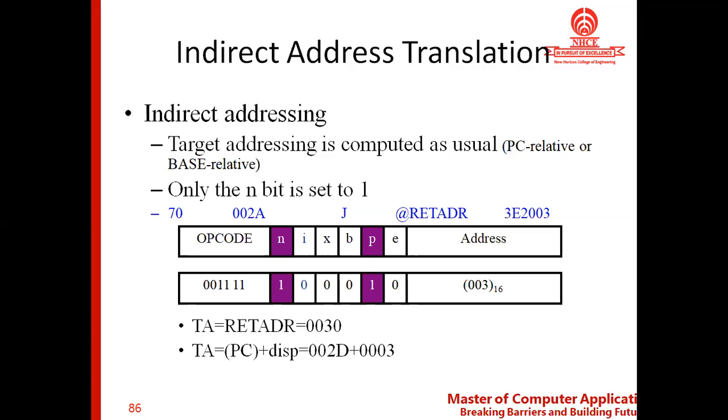In the case of the opcode, the same will be followed: the 4 bits and 2 bits, and n bit will be 1. Since it is indirect addressing, n bit becomes 1, and I bit is 0. Then x is 0, b is 0, p bit is 1, and e bit is 0. And the displacement is 003. This is how the conversion takes place in the case of indirect addressing.